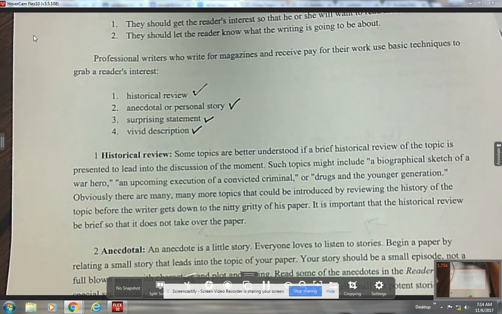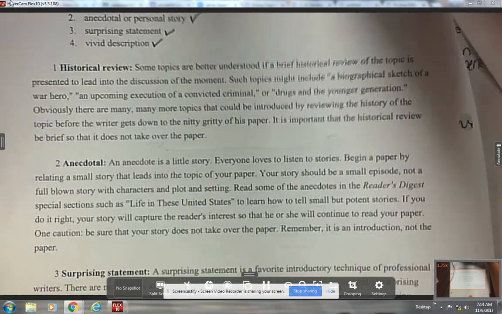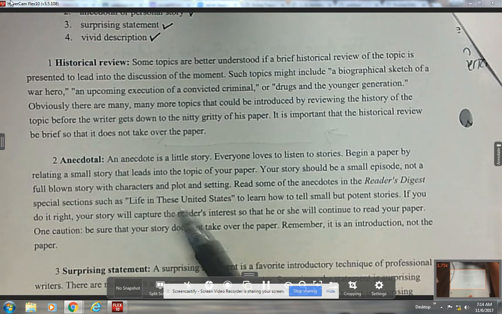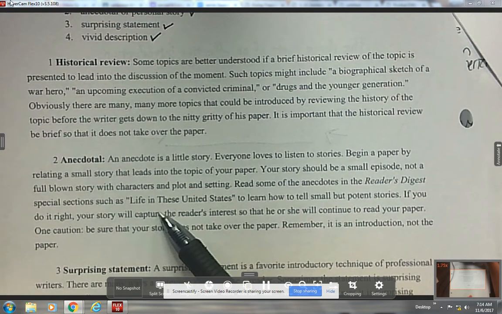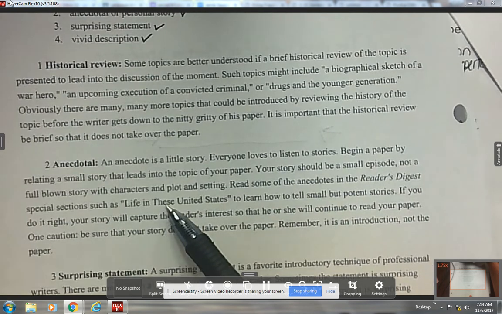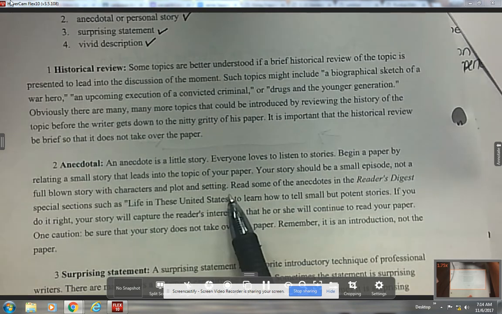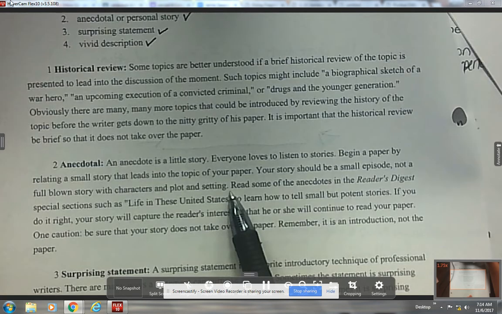Anecdotal is the next one. This is a small story. So although we are not in narrative writing, the anecdotal option is sort of a way that you can tie in the idea of a narrative at the very beginning of your hook in your informative essay. And we'll look at some examples of that as well.